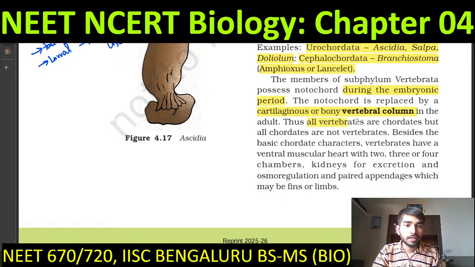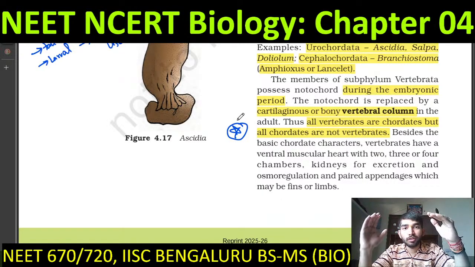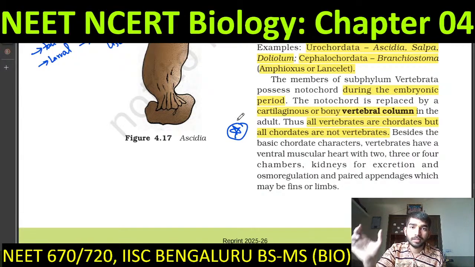Thus, all vertebrates are chordates, but all chordates are not vertebrates. This is a statement which is asked time and again. Vertebrates are a subset of the chordates. All vertebrates are chordates because they belong to this bigger group, but all chordates are not vertebrates because there are these protochordates which are not vertebrates.